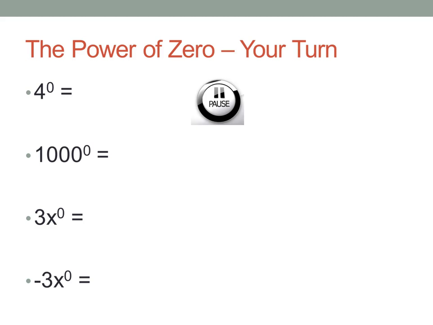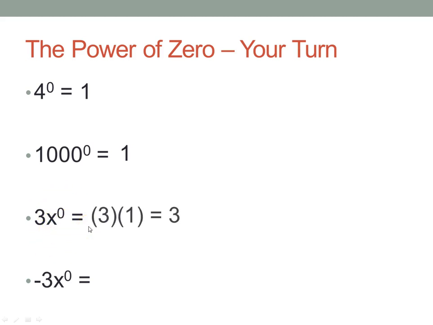4 to the power of 0, guess what? That equals 1. 1,000 to the power of 0, guess what? That equals 1 as well. Now here, remember, we got a coefficient, so 3x to the 0. We have to do the coefficient first with the power. So we do the exponent first. So x to the 0 is 1, so it's really 3 times 1, and that equals 3.